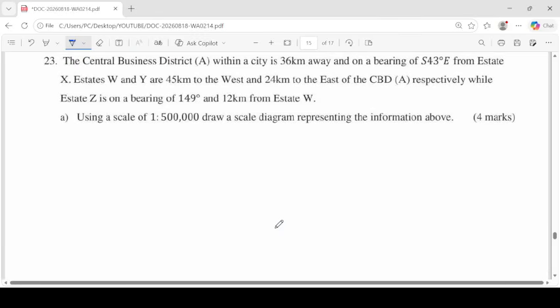The central business district within a city is 36 kilometers away on a bearing of south 43 degrees east from the estate X. Estates W and Y are 45 kilometers to the west and 24 kilometers to the east of CBD A, respectively, while estate Z is on a bearing of 149 degrees and 12 kilometers from estate W. Using a scale of 1:500,000, draw a scale diagram representing the information above. 4 marks. So we are going to start by analyzing it this way.